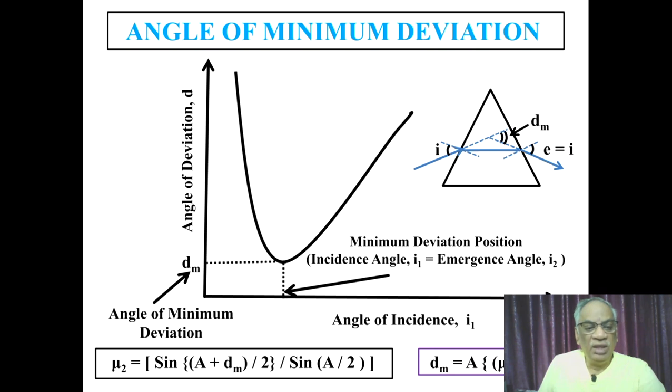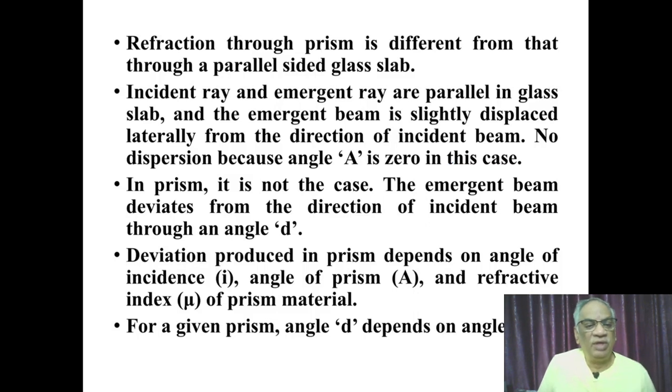The angle of deviation d variation is shown as a function of angle of incidence in this slide. Here you can note that refraction through a prism is different from that through a parallel sided glass slab. Incident ray and emergent ray are parallel in the glass slab, and the emergent beam is slightly displaced laterally from the direction of the incident beam. No dispersion can be seen in the parallel sided glass slab refraction because the angle A is 0 in that case. In a prism, it is not the case like that.